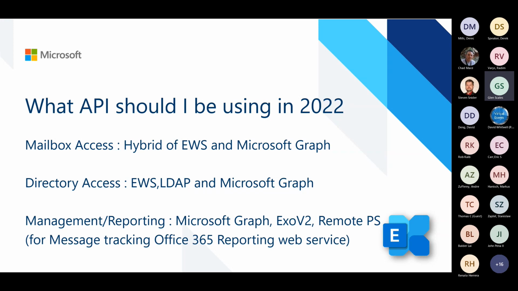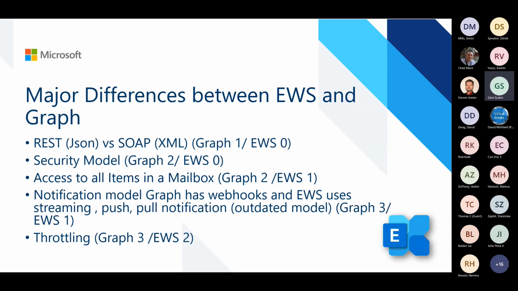If you are doing any message tracking in Exchange Online, the Office 365 reporting web service is still the one to use. That only supported basic authentication, but I think there is a roadmap item to include OAuth support. So if you are using that service at the moment, or you plan to use it in the future, you should be planning to switch to OAuth with that web service. I don't know what their future plans are around that one.